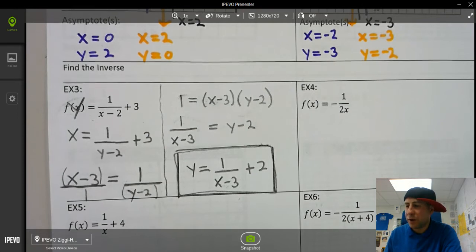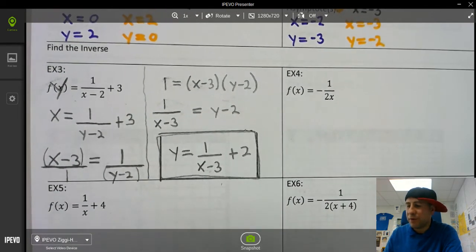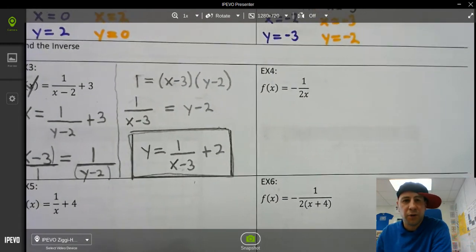Okay, then the other thing is, what I would like you to do is pause this video, and then work examples 4, 5, and 6 on your own. And then once you've worked them, unpause the video, and see if your work matches my work. Okay, so pause the video now. All right, so at this point, I'm assuming you paused the video. So now let's see if you were correct.